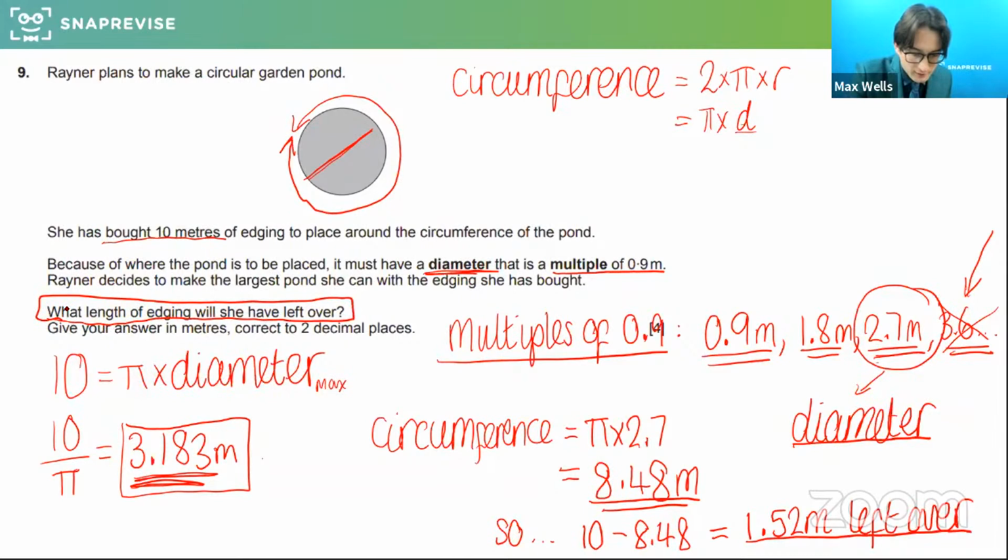She bought 10, we've worked out she's going to use 8.48, so to see what's left, that's why you take away that number from 10, because you're not going to use all of it. There's going to be this sort of residual spare bit that doesn't get used. Is that okay? Yeah, get the leftover, because we're not actually looking for the circumference, we're looking for how much wastage is there, how much spare.